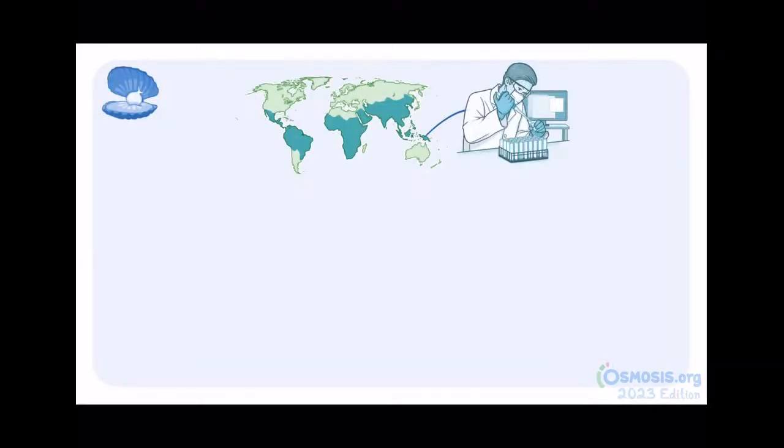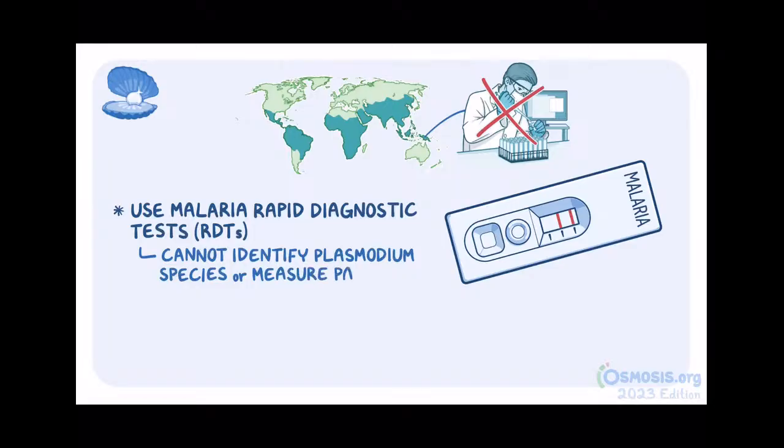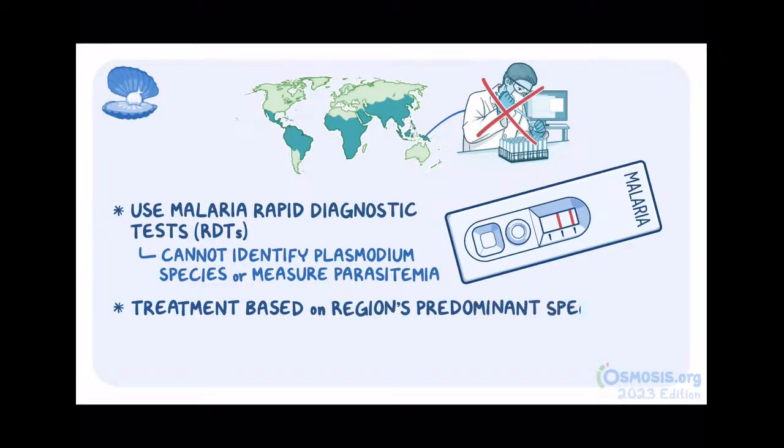Now, here's a clinical pearl. In malaria endemic areas without access to extensive laboratory testing, you can use malaria rapid diagnostic tests, or RDTs for short. However, keep in mind that this type of testing cannot identify the Plasmodium species or measure parasitemia, so treatment is based on the region's predominant Plasmodium species and drug resistance patterns.